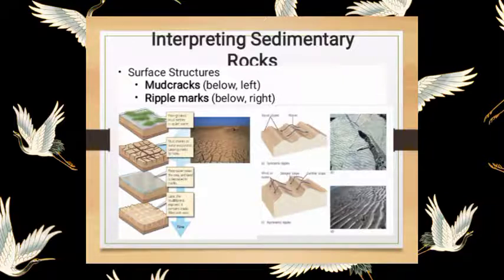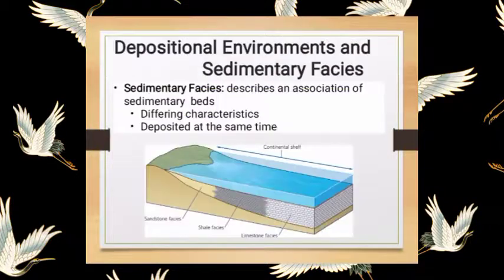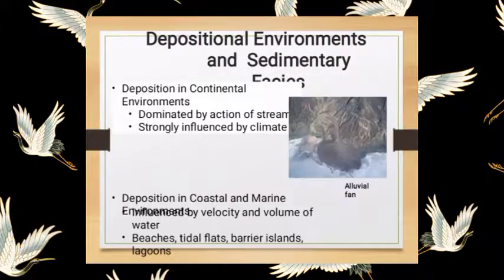The surface structure: number one is the mud rocks, below left, and ripple marks, below right. Bottom structures occur at the base of beds. Loading grooves form after passage of turbidity currents. The flute grooves form during passage of turbidity currents. The sedimentary facies describe an association of sedimentary beds with differing characteristics deposited at the same time.